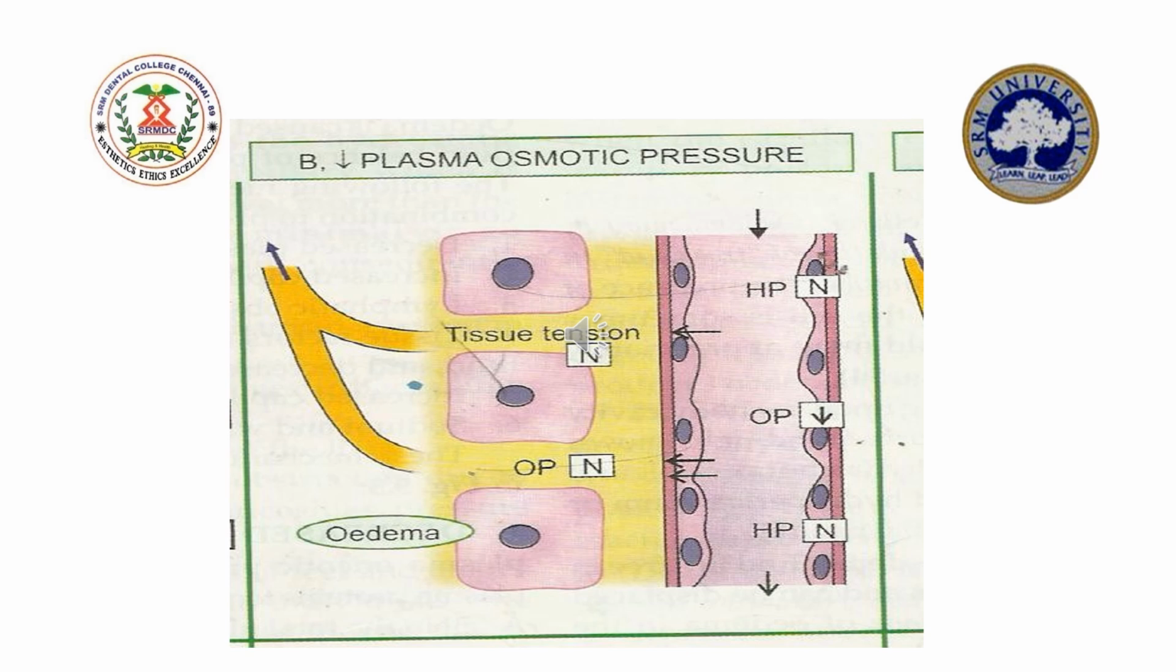So example for this is edema in renal disease and ascites of liver disease, edema due to other causes which can lead to hypoproteinemia.